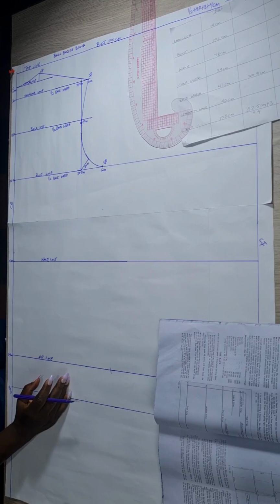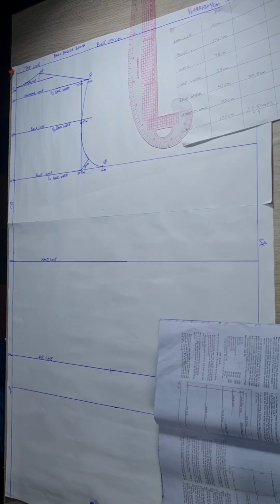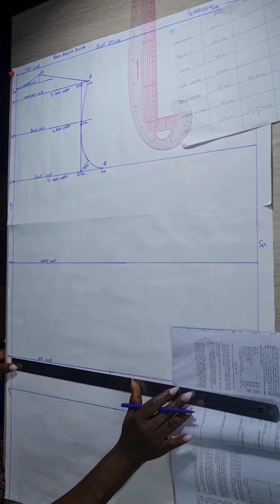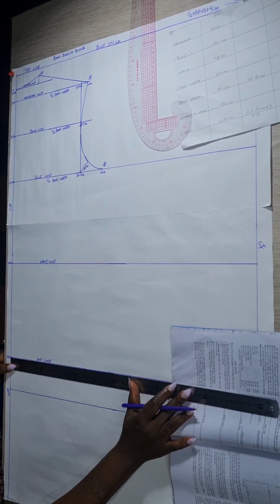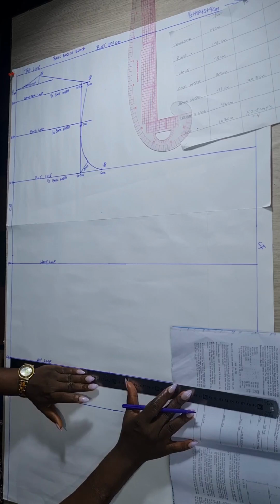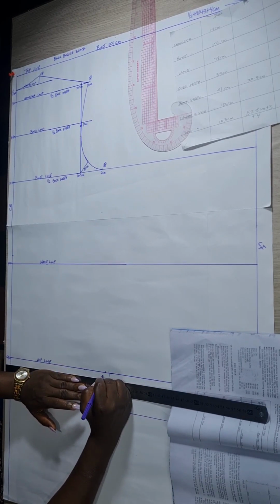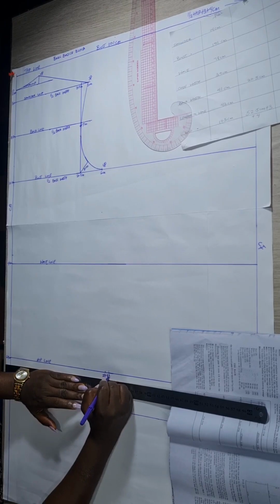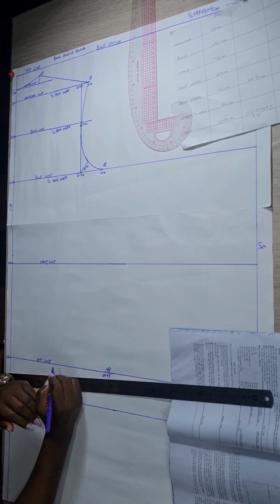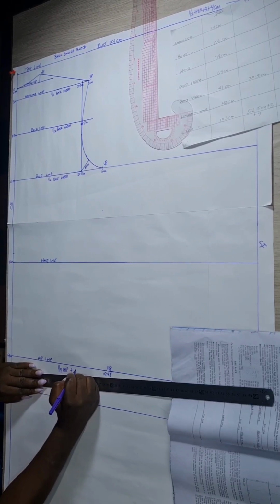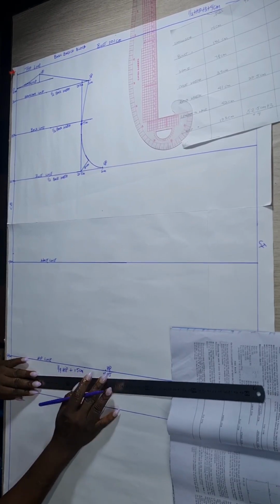So that is 105 divided by 4. That will give me 26.25 plus 1.5, 27.75. Somebody might want to ask, can I approximate? Please don't. Just measure your actual value. 27.75. HP, 1/4 hip plus 1.5 centimeter.